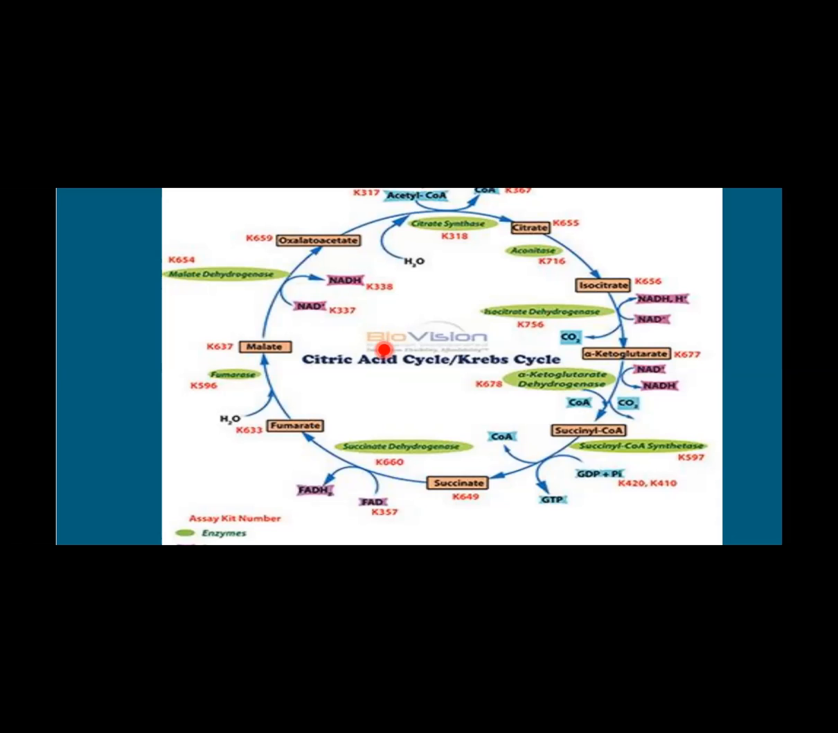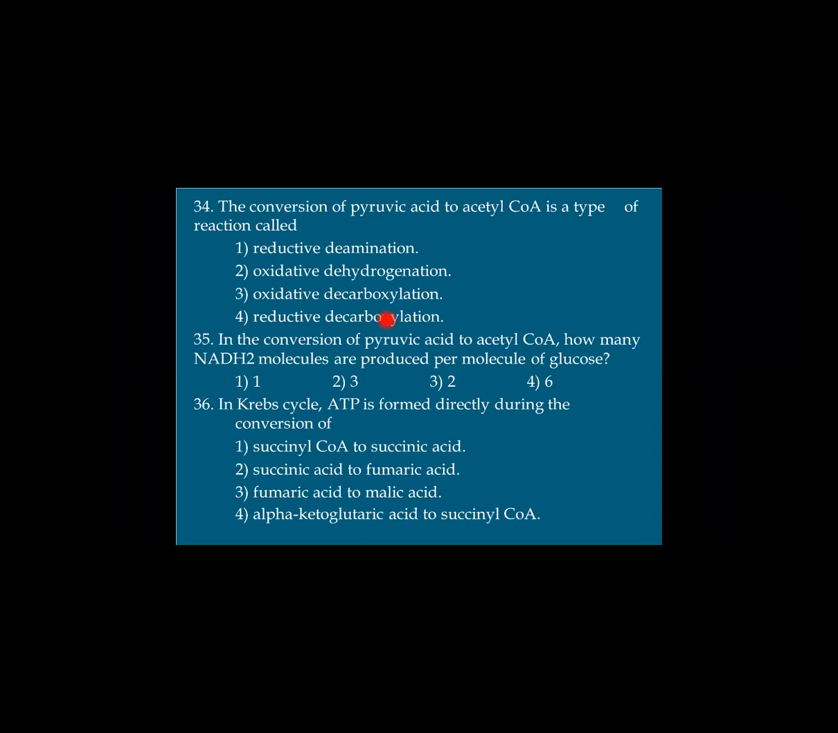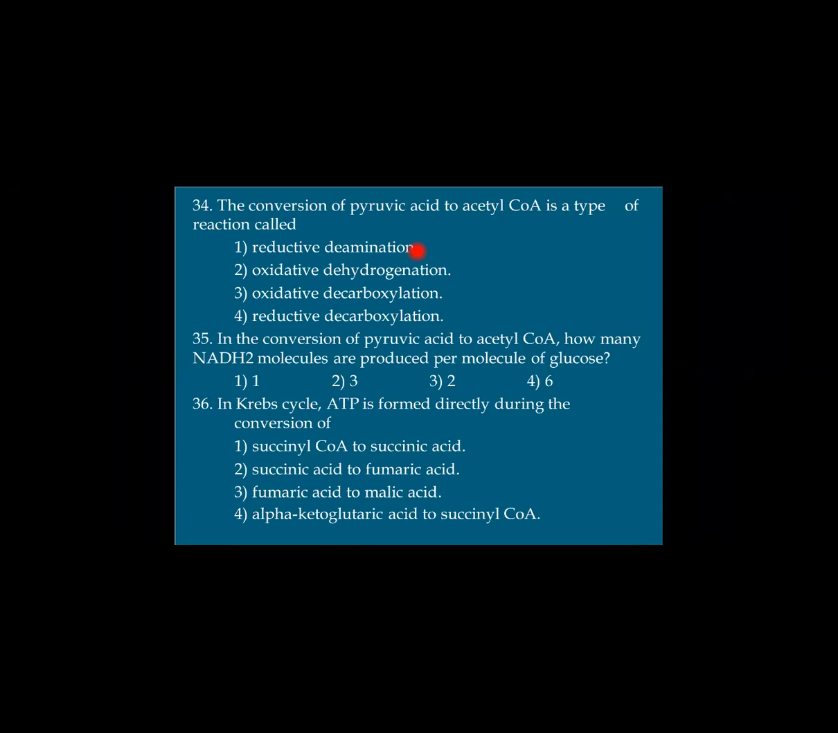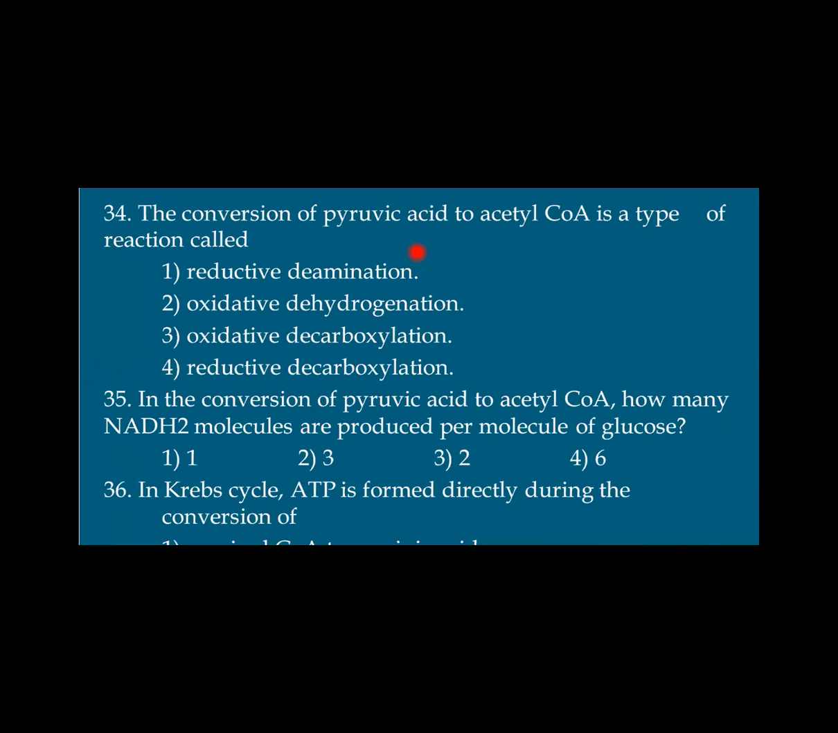So you should know that from one molecule of glucose, two Krebs cycles will be operating, because two pyruvic acid molecules will be liberated. So this is the overall view I have given here so that it is easy for you to solve the questions. Let us come to the next question, number 34 here.